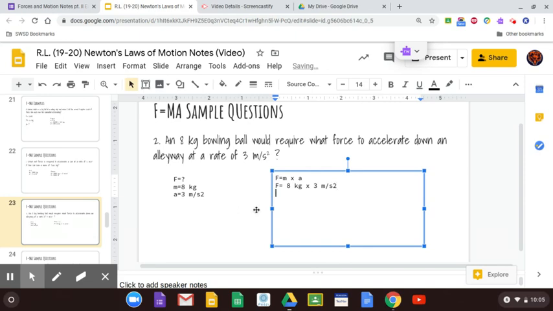And then I do the math, 8 times 3, and we have 24. Think again of what the unit is. If it's force, newtons. There we go. So for these so far, they have been pretty straightforward.